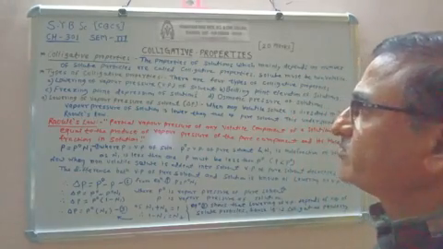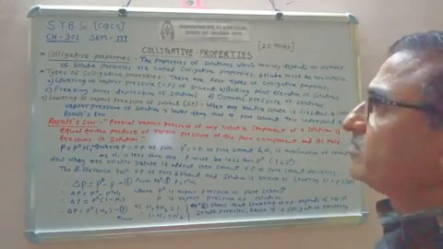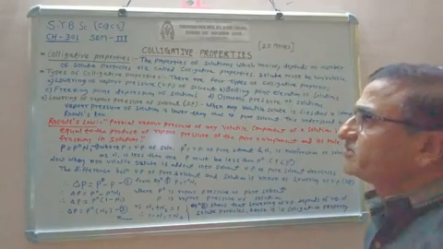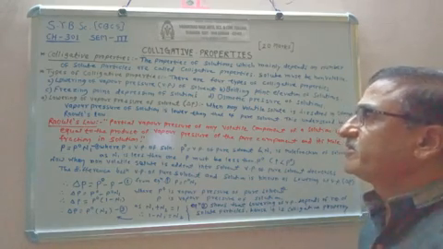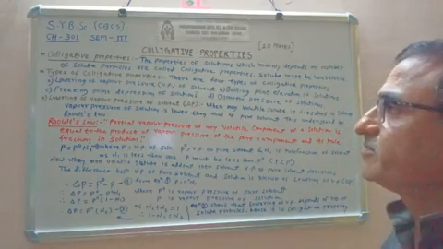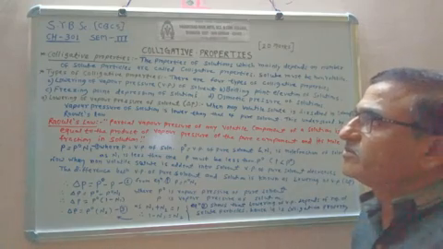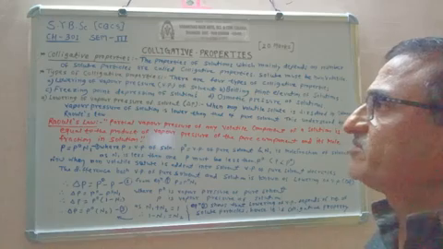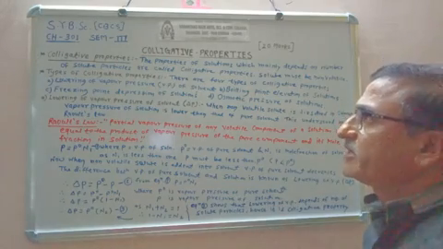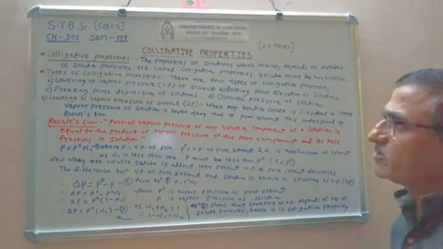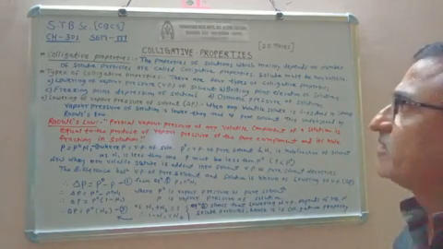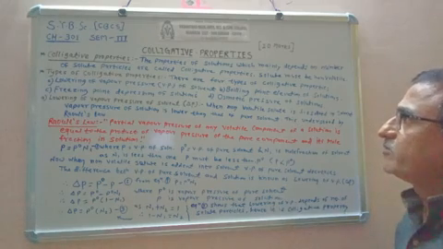So friends, we have learned about the basic terms, that is the solution, then how we express the different concentrations in different units. So now the main part of this chapter is colligative properties. The properties of solution which mainly depend on the number of solute particles are called colligative properties.